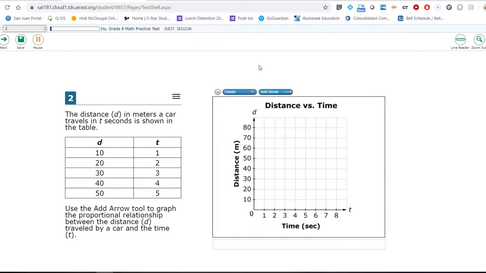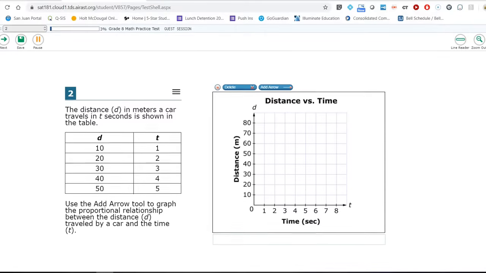This one's a little bit more involved here. It says the distance d in meters a car travels in t seconds is shown in the table. So here we have the time, that's over here in seconds. Here we have the distance, that's right here. So the time is on the x-axis, which is t, and distance is on the y-axis. Really would be nice if they switched these around, because usually we have the x-axis here and the y-axis here. But let's just take a look at that. It says use the add arrow tool to graph the proportional relationship between distance traveled and time.